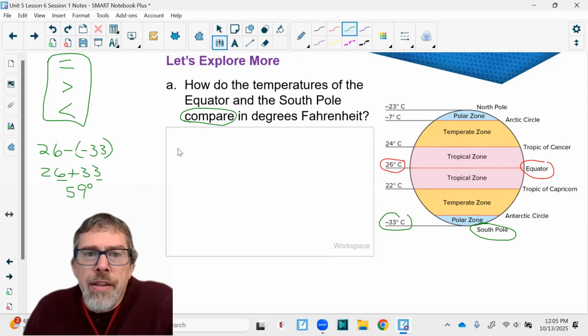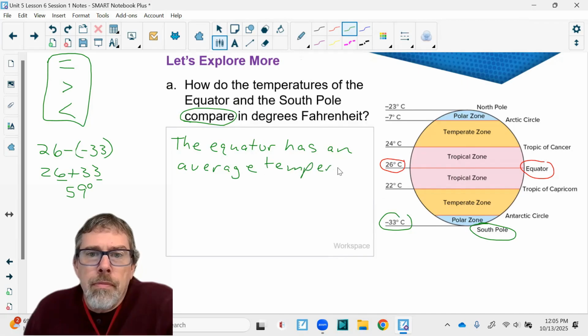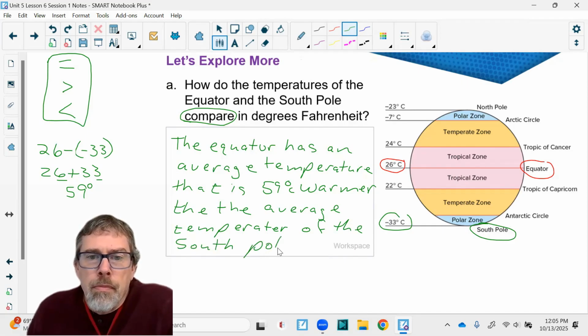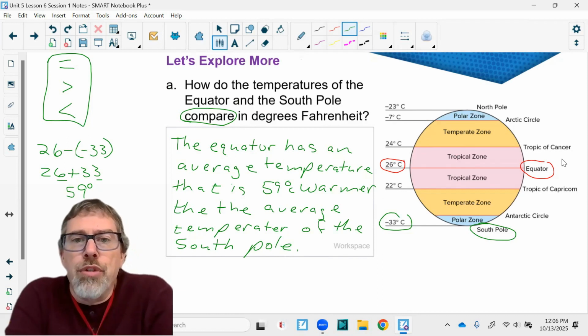So what we could say is the equator has an average temperature that is 59 degrees warmer, and I'll put a C for Celsius, than the average temperature of the South Pole. Okay, so that is a comparison of those two.